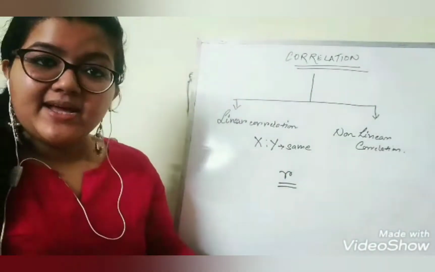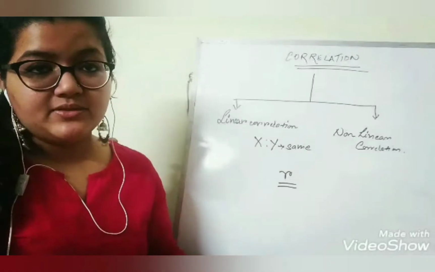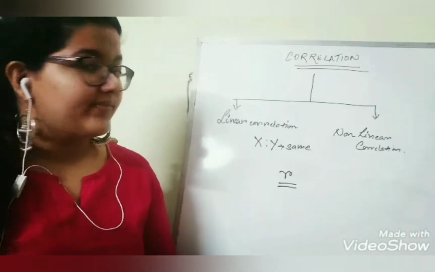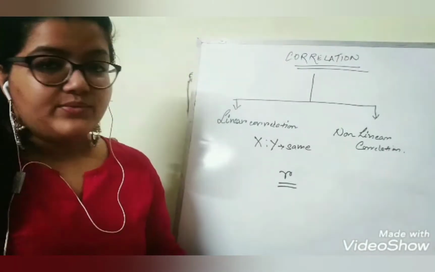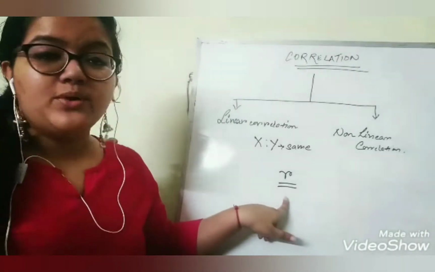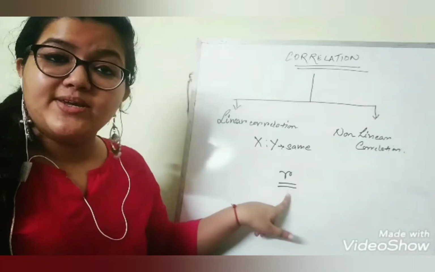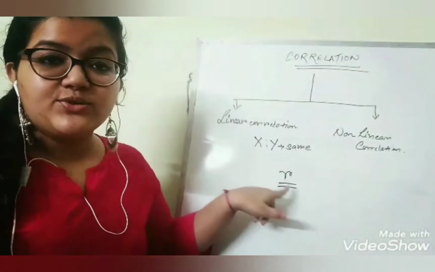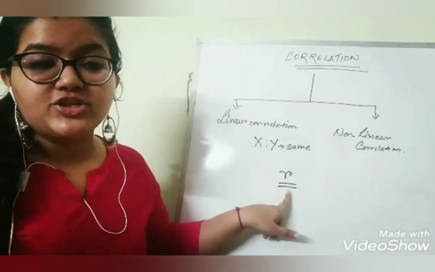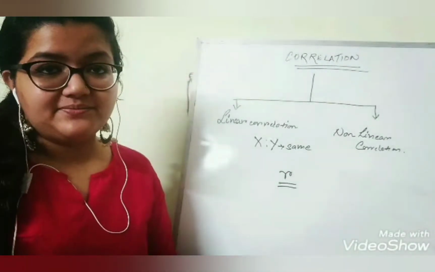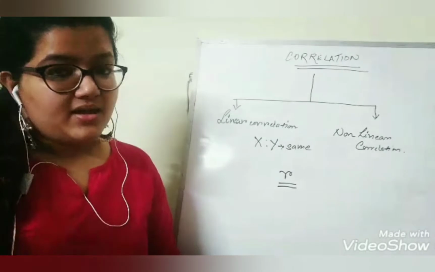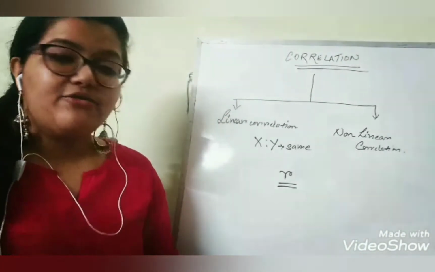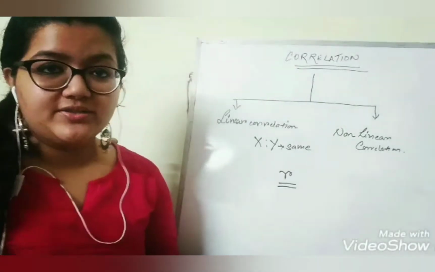And any other correlation except this linear correlation is non-linear correlation. So now we come to R. Now what is R? R is the correlation coefficient or coefficient of correlation, which is used to measure the degree of relationship between the two variables. I hope it's clear.